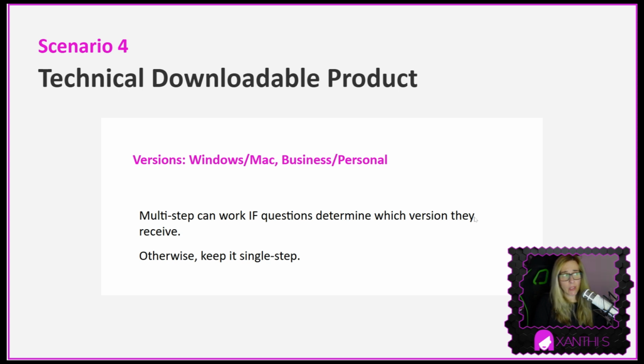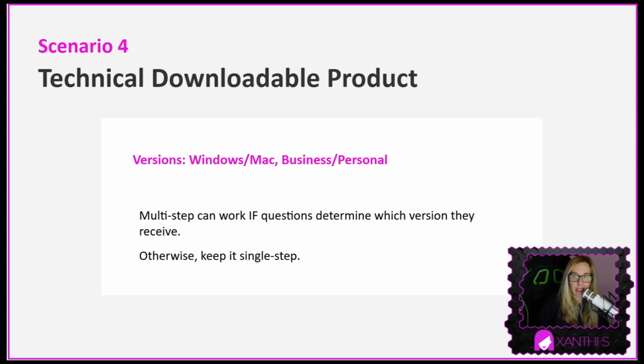Now, we have another scenario, the technical downloadable product. This is also good for a multi-step form because you might have a template or a tool with different versions. Is it for Windows? Is it for Mac? Business? Personal? Should you use multi-step to ask which version they need? I mean, yes, why not?